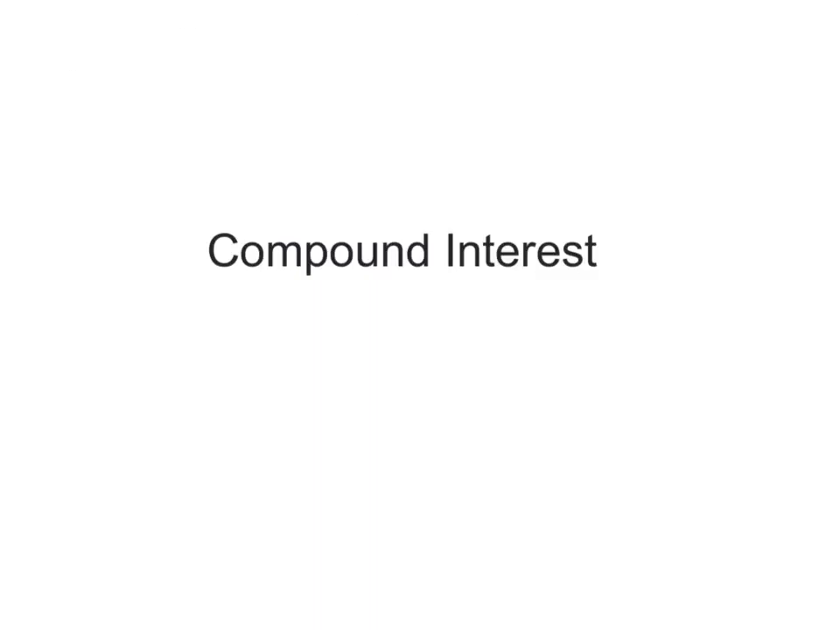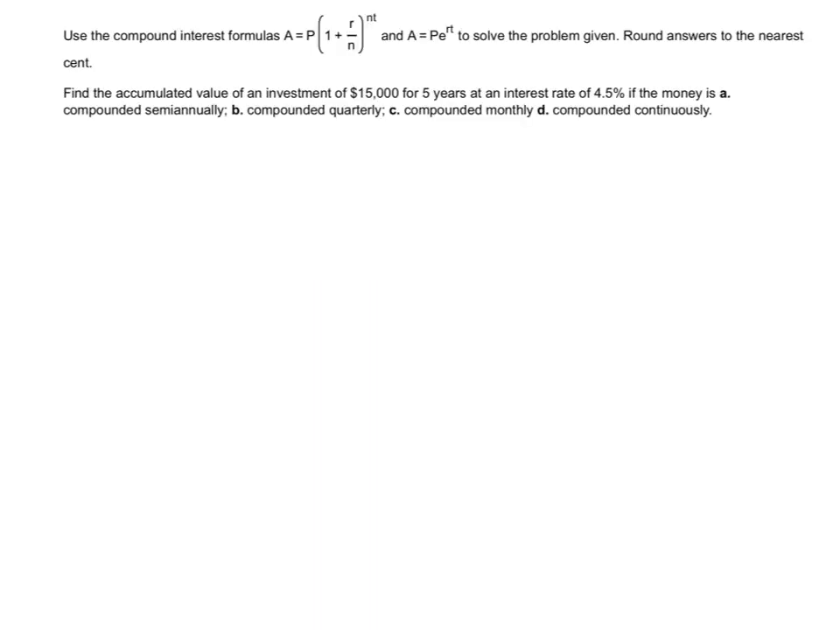Compound interest. Use the compound interest formula A equals P times (1 plus R over N) to the NT power, and A equals P times e to the RT power, to solve the problem given. Round answers to the nearest cent. Find the accumulated value of an investment of $15,000 for 5 years at an interest rate of 4.5%.